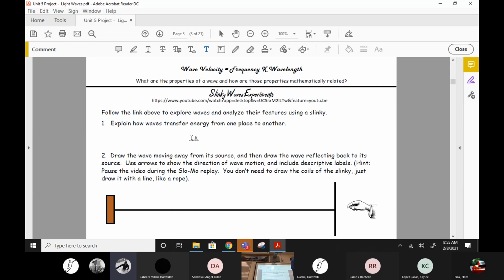Just like when I make a wave with the Slinky, is this first coil that moves? Is this coil actually moving to my other hand, or does it just transmit the energy from one coil to another?